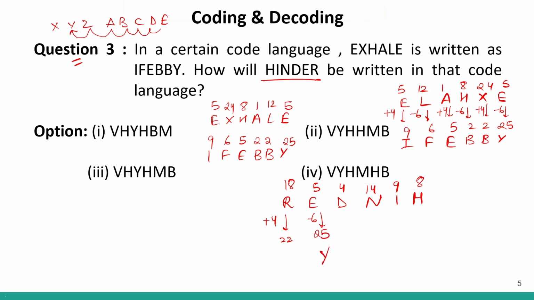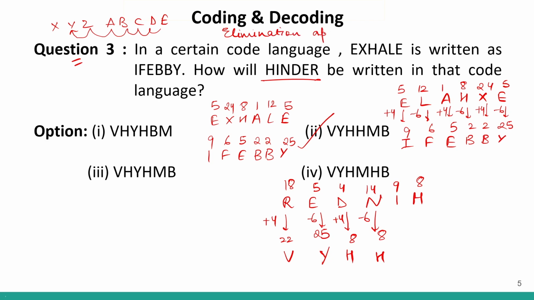25 is Y. 22 is V. D plus 4 gives 8, and 8 is H. Now, if I see V, Y, H, I can see option number 2 or 4. So now I will do minus 6, which will give me 8. At position 8 we have H. So Y, V, H, H, we don't need to find out the rest. The answer will be option number 2, Y, V, H, H, M, B. So we have used the elimination approach.